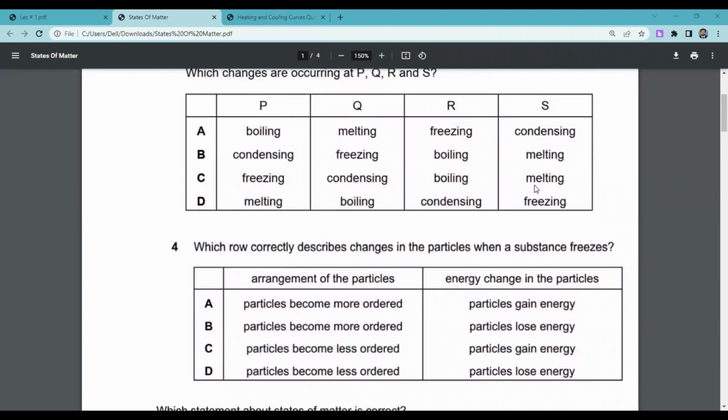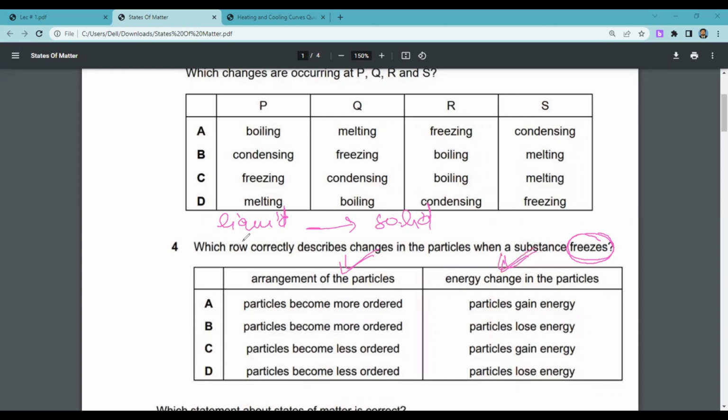Another question is this: which row correctly describes changes in particles when a substance freezes? What does it mean when a substance freezes? It means that a liquid is converting into a solid. What is he asking? The arrangement of particles and the energy change in particles.